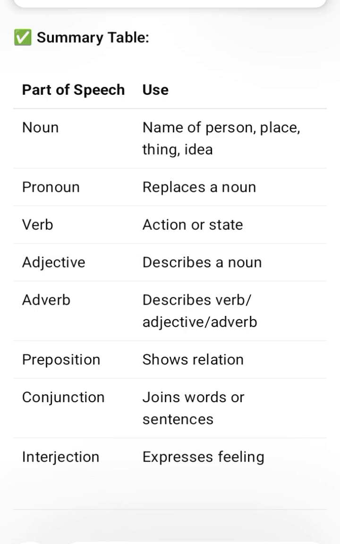Preposition: shows relation: in, under. Conjunction: joins words or sentences: and, but, because. Interjection: expresses feeling: oh, hooray.